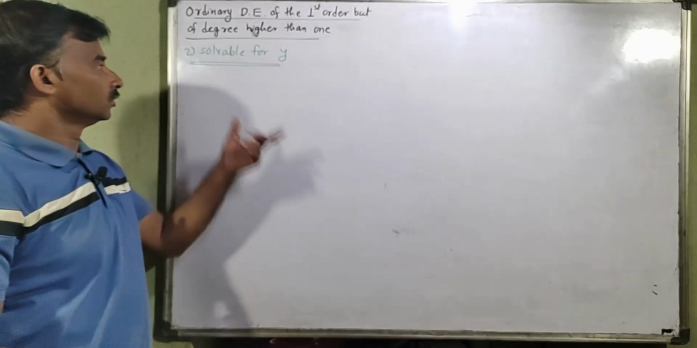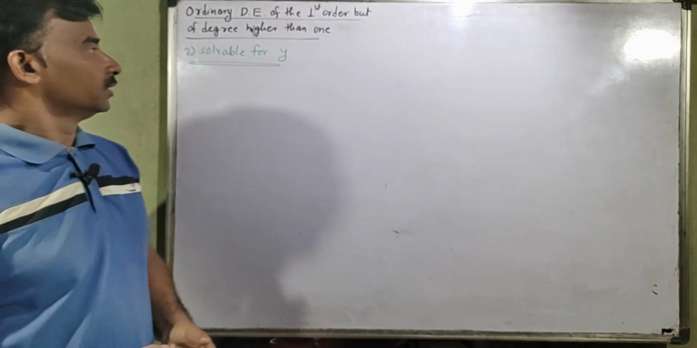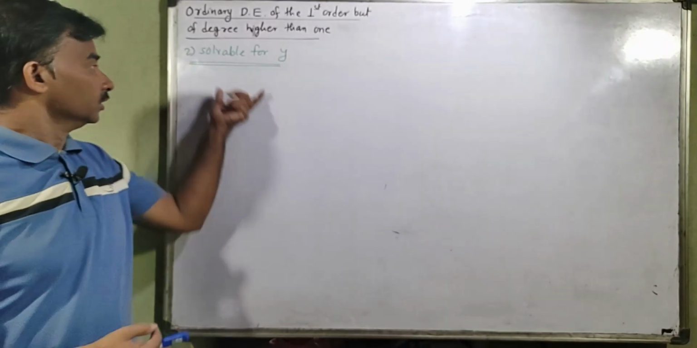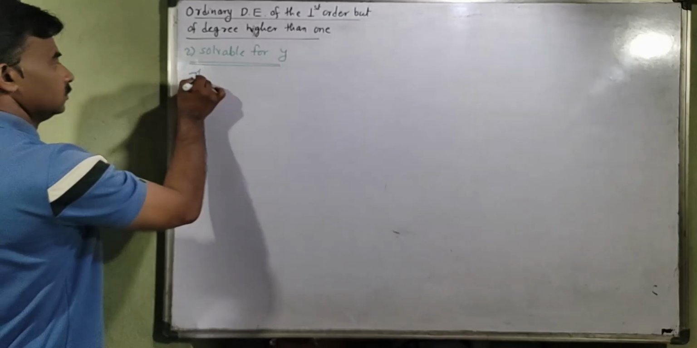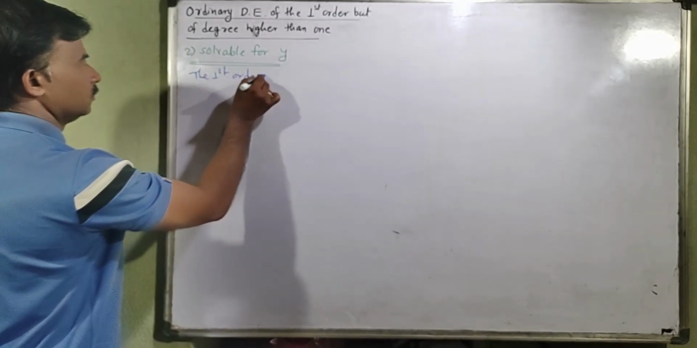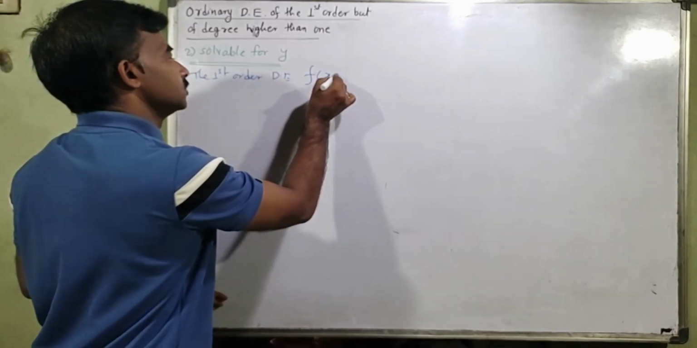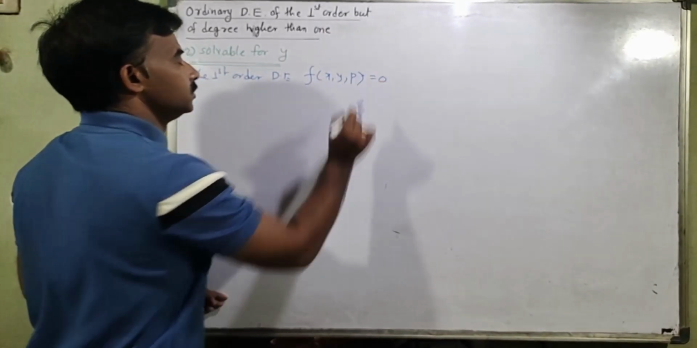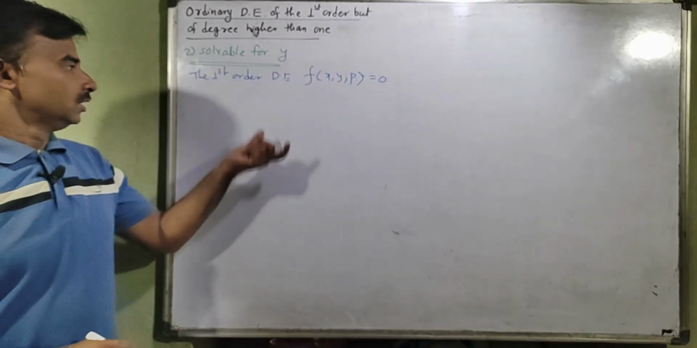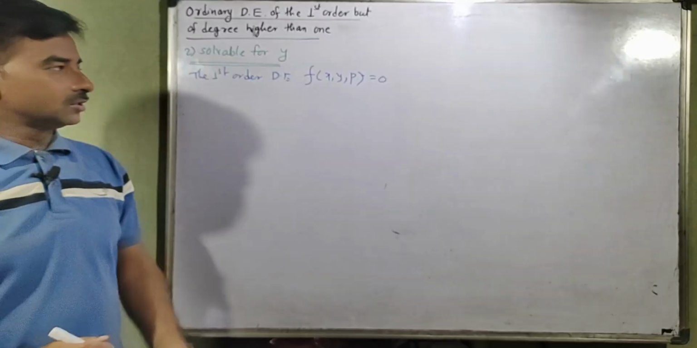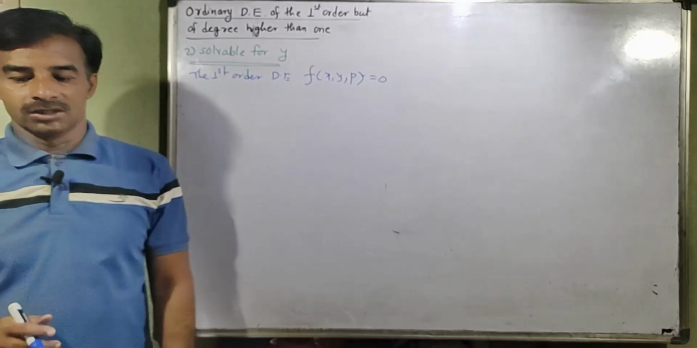Okay, now we are going with the second special case related with the first order and higher degree differential equation: solvable for y. According to that you have to take the first order differential equation, let it be f of x comma y comma p is equal to 0. That means it is an equation containing x, y and p. Those are the variables which are present inside the differential equation. p is nothing but dy by dx, and we want to solve that differential equation.